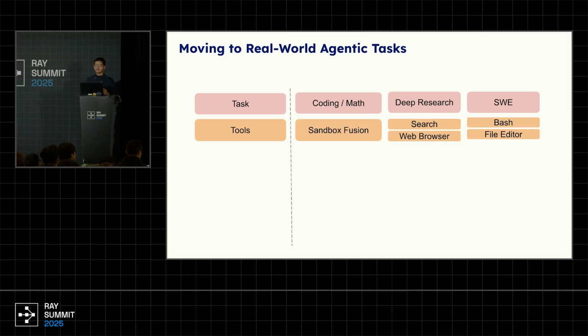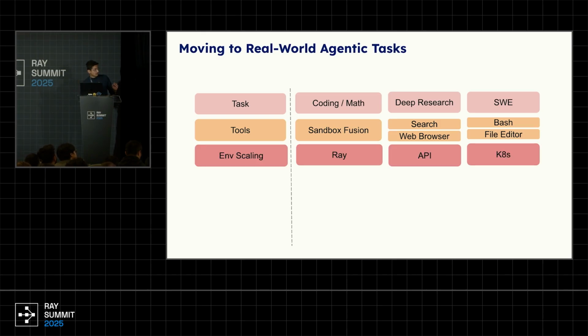Now, obviously, for these different tasks, the tools that are available to the agent are different. For simple coding or math, you might use something like Sandbox Fusion from ByteDance, which provides some simple process isolation. For deep research, the agent would have to use search and web browser tools, and so you'd probably implement that. And for the SWE task, you'd have a bash and a file editor tool.